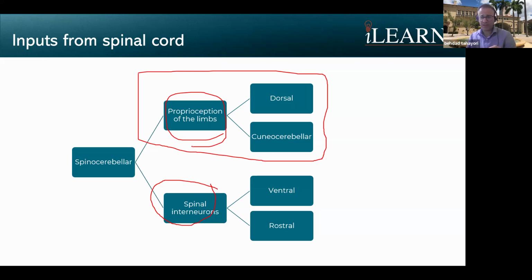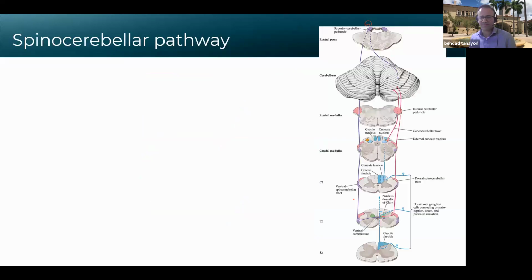All right? That's why it receives actually a lot of information from spinal cord. A copy of proprioception, a copy of the activity of interneurons. And again, there are two pathways that send that. I care more about the concept of proprioception of the limbs and activity of the interneurons rather than focusing on these two pathways. I'm going to show you the pathways in a minute, but again, take a look at them. The main idea is for you to understand what type of information is getting there. All right, let's do it very quickly.